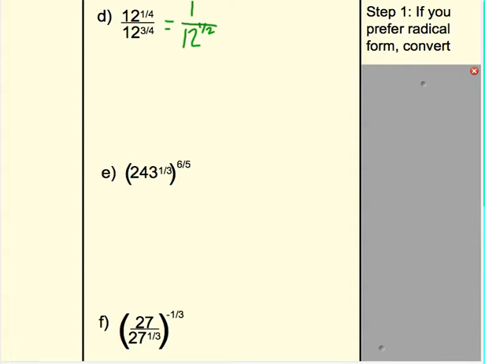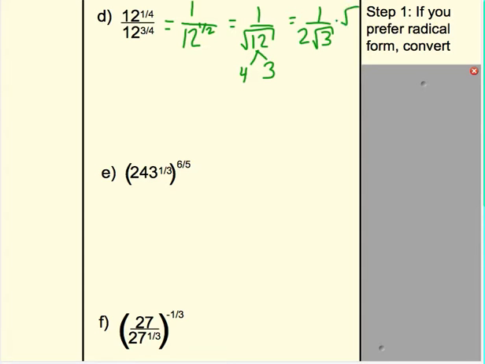So if you want to convert to radical form, in this case, I think that would be easier, especially since we're so used to simplifying square roots. And because it's not a perfect square, we're just going to be following our simplifying radicals rule. So the perfect square factor of 12 is 4. So this turns into 1/2 times the square root of 3.